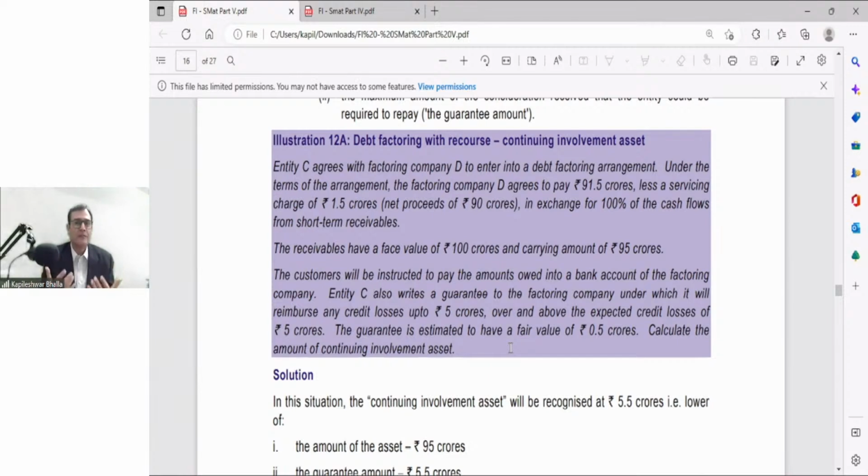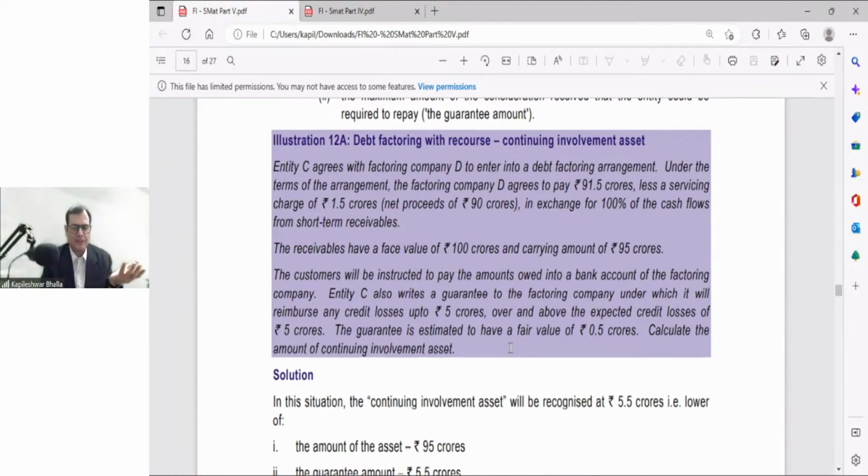Do you think the risk and reward is being substantially retained? I don't think so. Considering that it's a case of a guarantee where he's liable to pay only up to an amount of 5 crores, he has got certain involvement. But his involvement is not such that you can say the risk and reward is either retained or substantially transferred. I think giving a guarantee gives us a mid situation. So we would say the risk and reward is neither substantially transferred nor substantially retained.